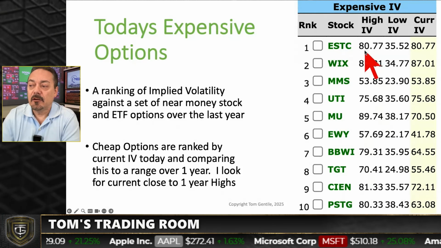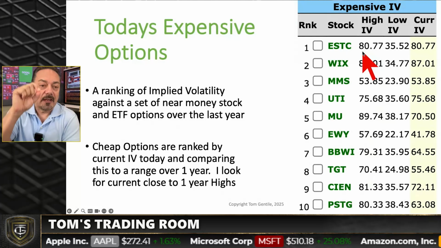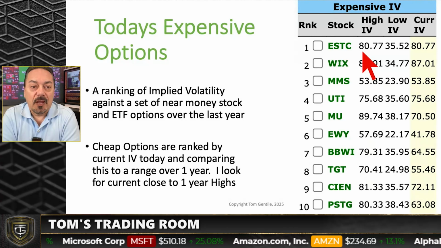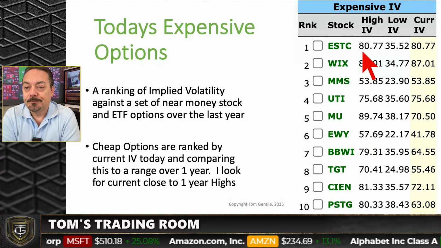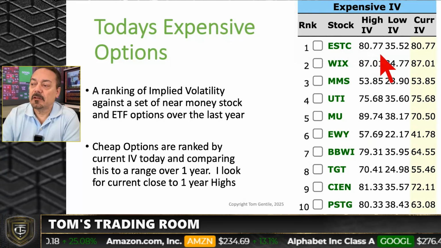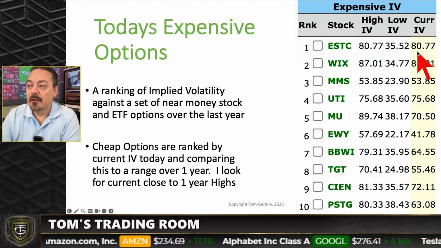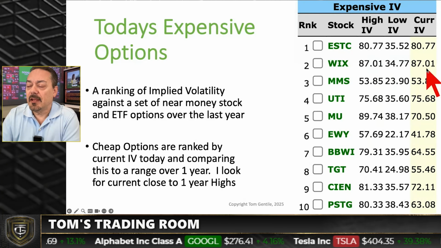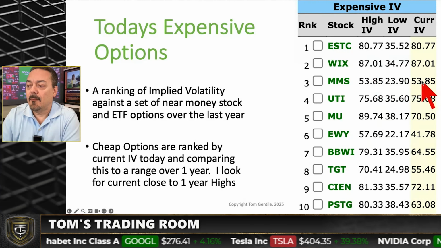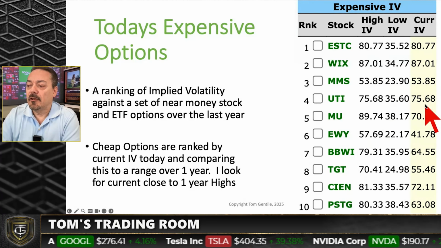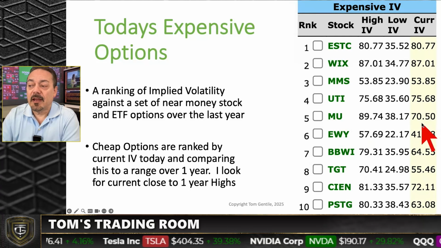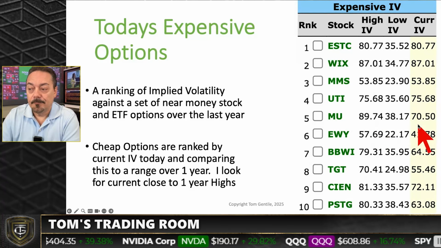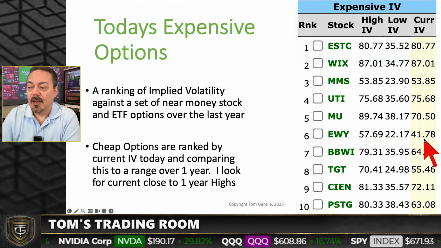This is a 1-year range where we're tracking IVs, near-term IVs on these, and time date stamping them. We get the high for the year, we get the low for the year, and then where is it at today? Look at today. It's on the high for ESTC. Look at today. It's on the high for Wix. Same for MMS. Same for UTI. Micron, however, it's not at its high. It's close. EWI, not at its high, but it's close.